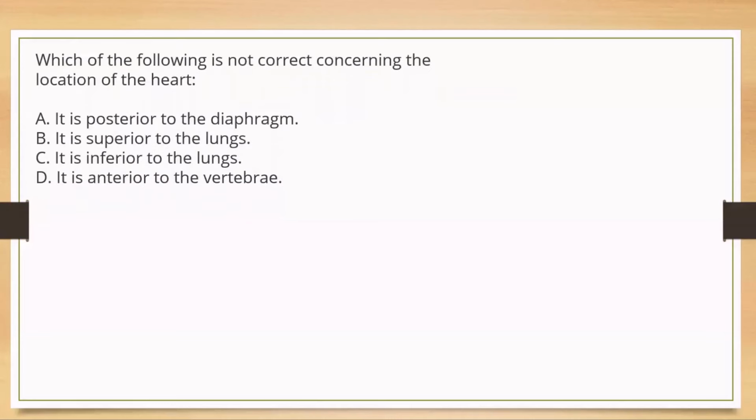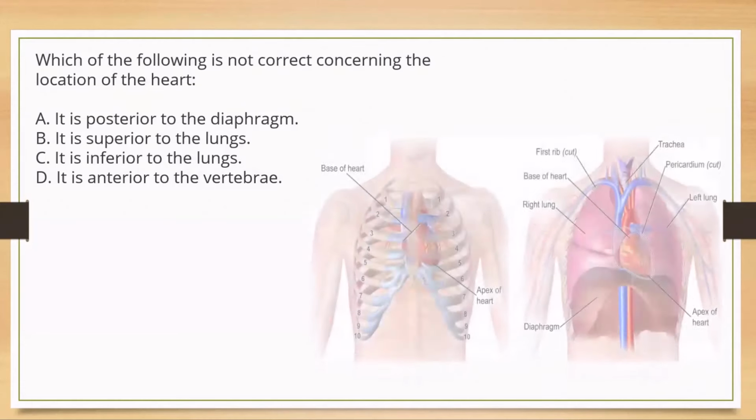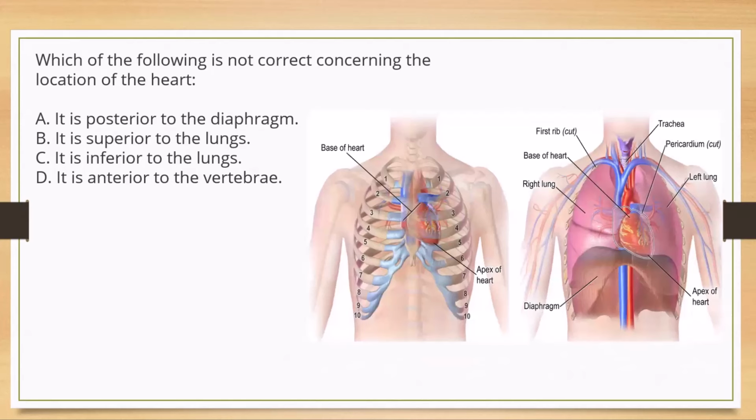Which of the following is not correct concerning the location of the heart? Basically, this is where the heart is located. As you can see, there is a mass here. Here, this is the heart. Then this is also the heart. So anatomically speaking, we are saying that the heart is located superior to the diaphragm. This thing here is the diaphragm, and it is located superior to it.